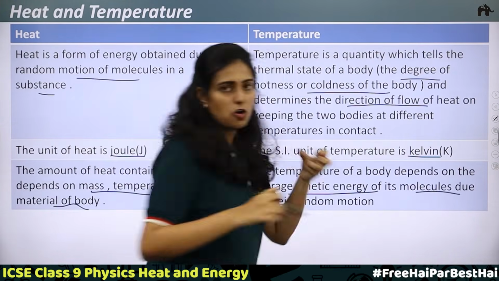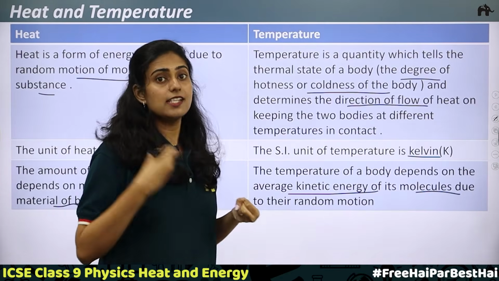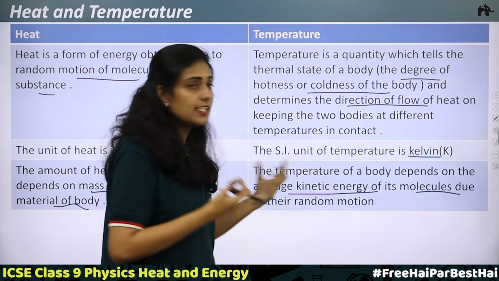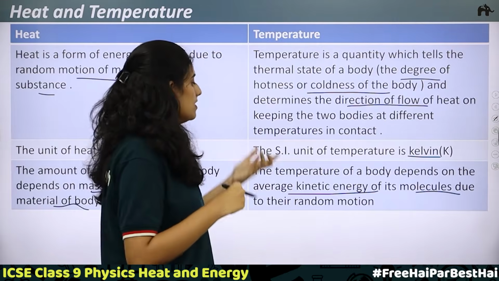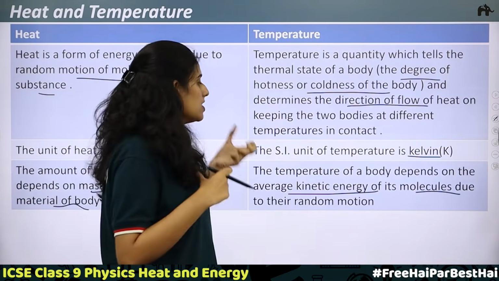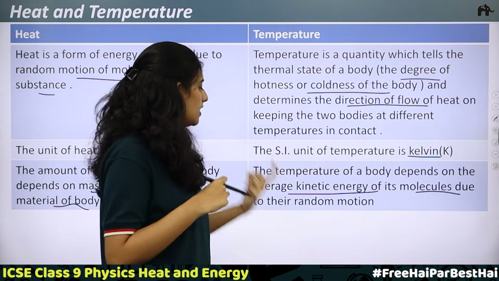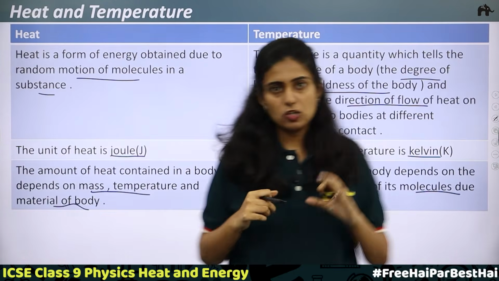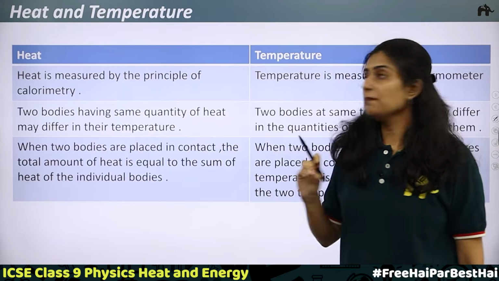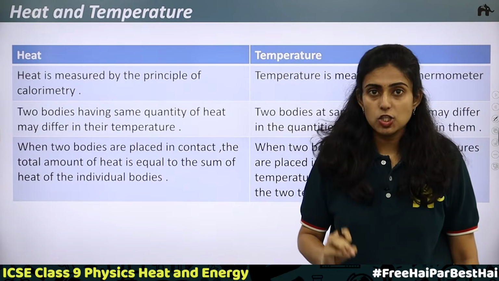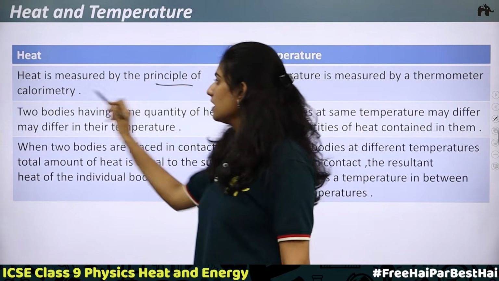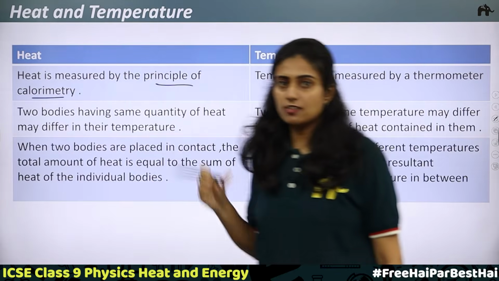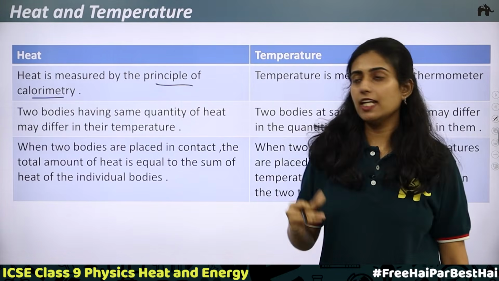When you start heating, the molecules gain energy, and because of this energy they start vibrating. This energy is kinetic energy. The temperature increase and decrease depends on the kinetic energy possessed by the molecules due to their random motion. Got the three points? Now, how do we measure heat? Heat is measured using the principle of calorimetry, which we'll be discussing in detail. You don't have it in your syllabus now. We'll be discussing it in detail in class 10th.